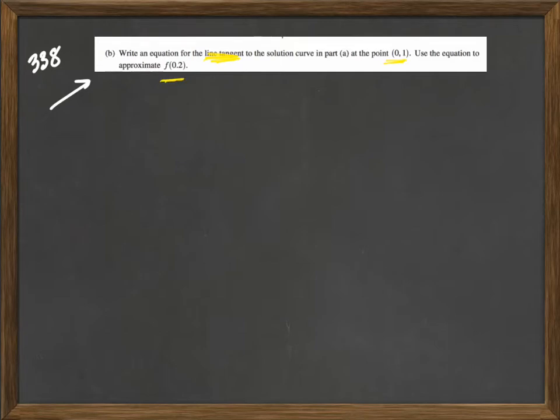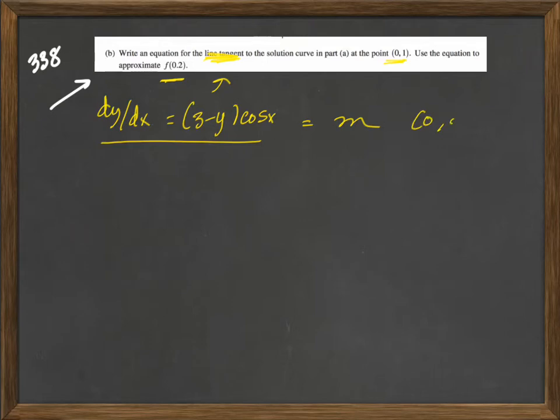Now we've done these before, and what you have to know is that the original Diffie Q, remember, was dy/dx equals 3 minus y cosine x. And remember, this is the slope. And it asks for the tangent line at (0, 1). So we have our point, and we just need the slope by putting (0, 1) into dy/dx. So there's no real calc involved here.